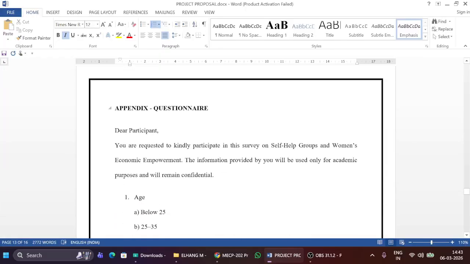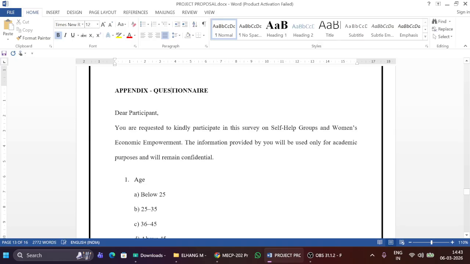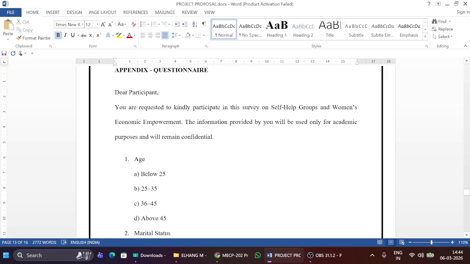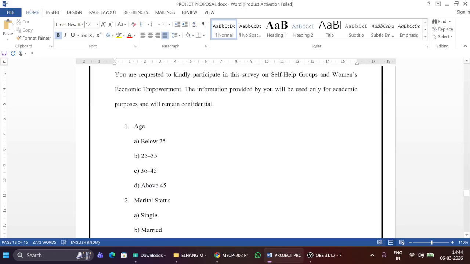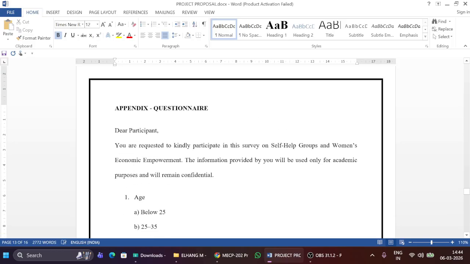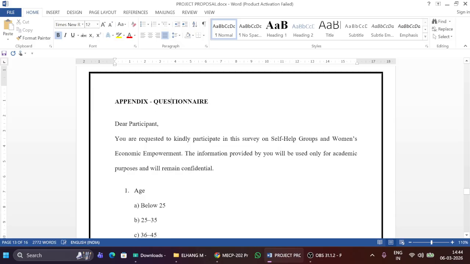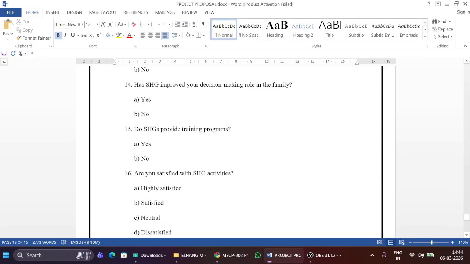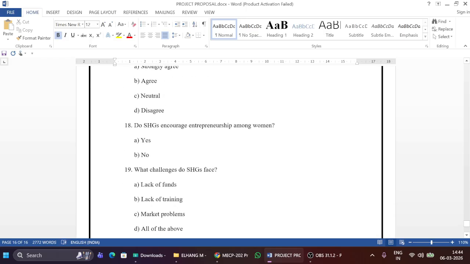Okay. The last thing is the questionnaire. You have to mention the questionnaire from which you're going to collect the data. Okay, in this way you have to make the questionnaire. If you have made a self-made questionnaire, you have to mention it here like this. Or if you have used any tool of a particular author, you also have to mention it here as an annexure or appendix at the end of your project report.